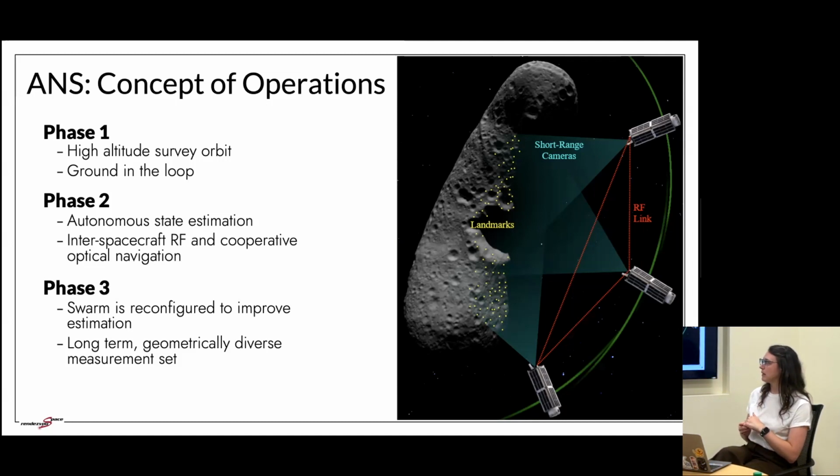And the 3rd phase would be completing other science objectives, doing maneuvers, things like that. If you want to go into rendezvous and docking, that would happen in phase 3.